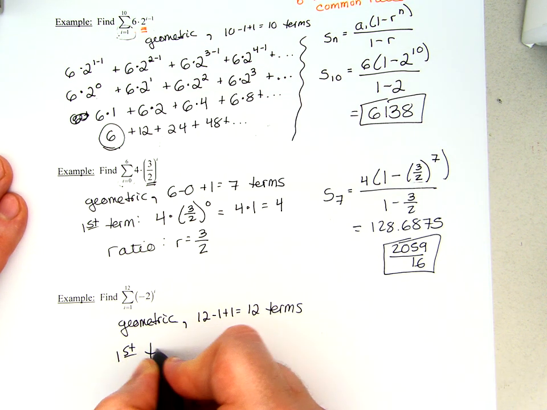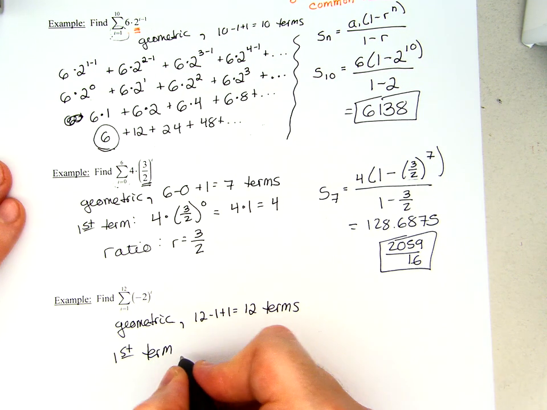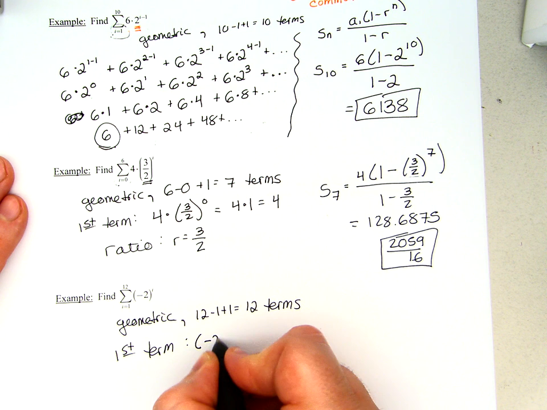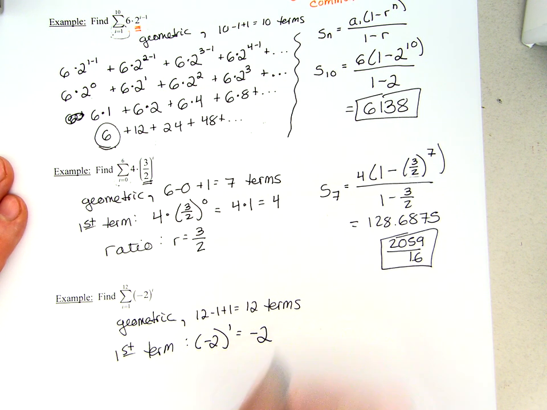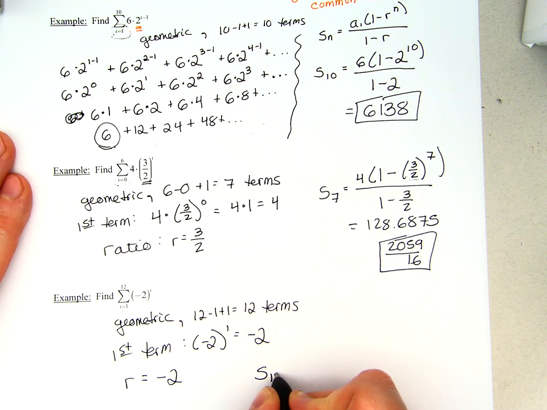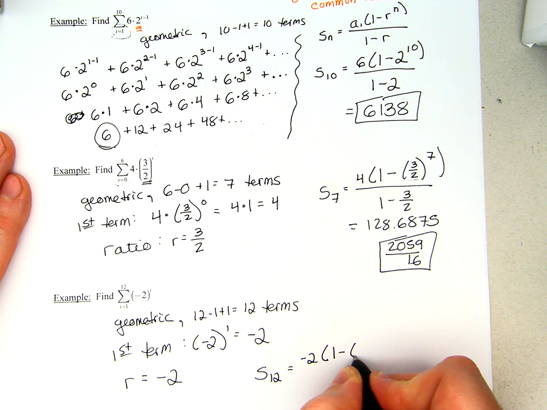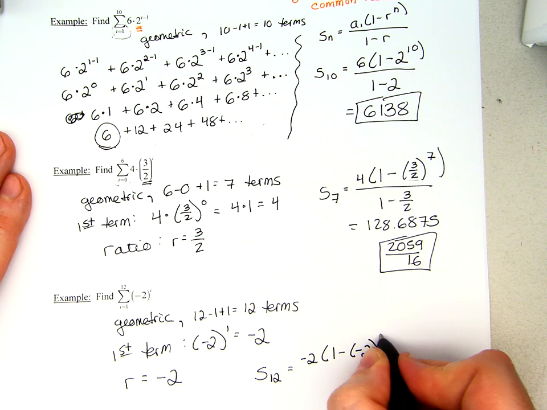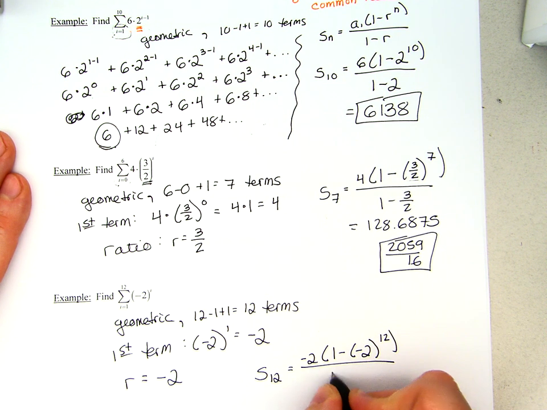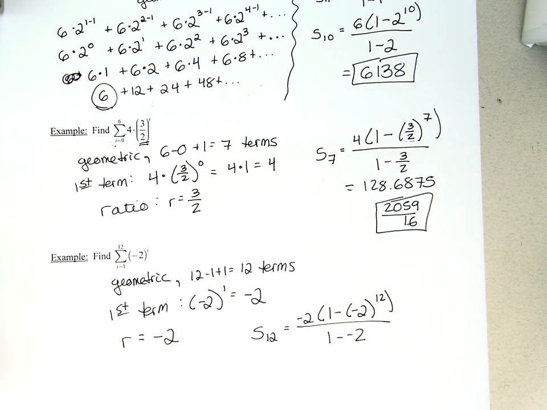Please find the first term. The first term comes from plugging in the lower limit. It is negative 2 raised to the first. That's negative 2. Tell me the common ratio, please. Common ratio should be negative 2. We're going to get S sub 12 equals the first term, negative 2, times 1 minus negative 2, again in parentheses, raised to the 12th, over 1 minus negative 2. Be careful with your parentheses, type it in, and submit your answer.